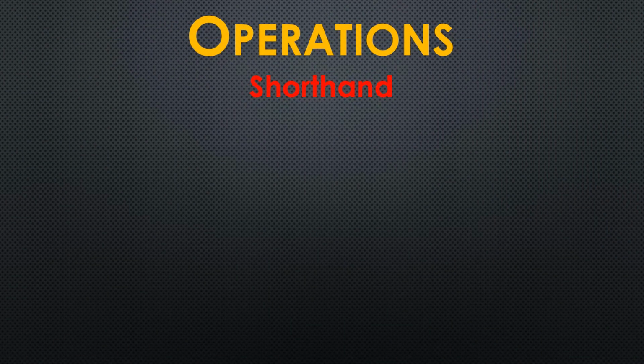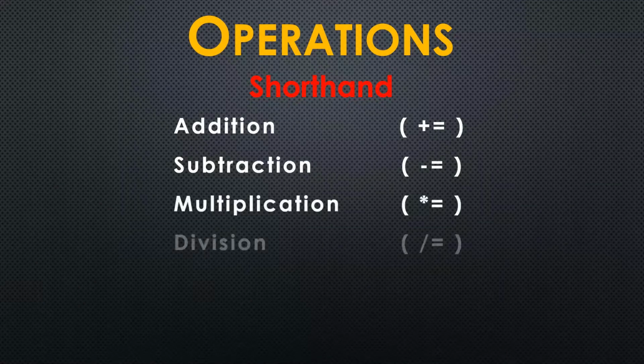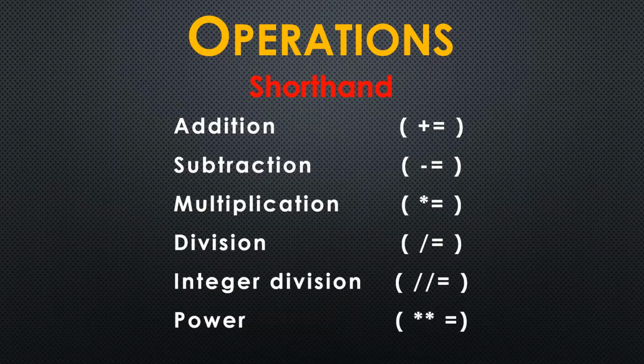The main shorthand operations include, as the name would suggest, shorter versions of standard operations. As such, they include composite addition, subtraction, multiplication, division, integer division, and power. Shorthand operations are used when assigning a new value to a variable by modifying the original value of the variable itself. Let's use a simple diagram to understand this concept better.